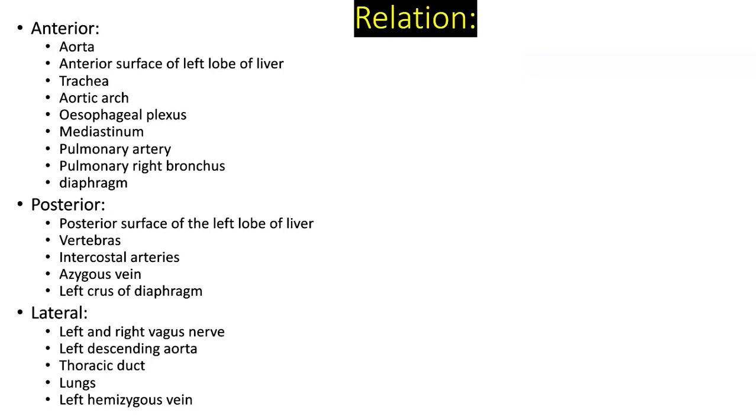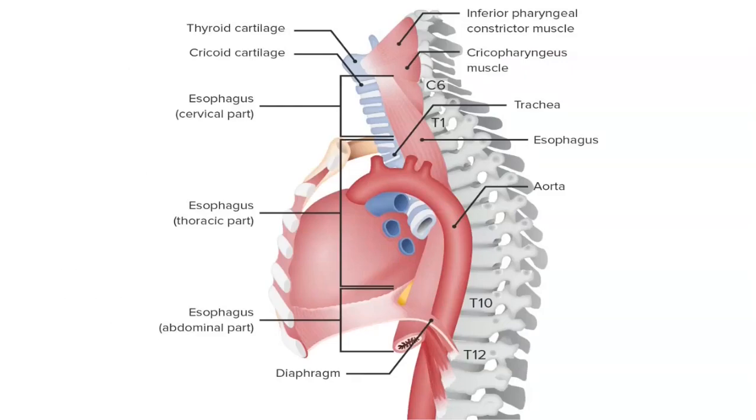Now the relations of the esophagus. Anteriorly, the esophagus relates to the aorta, the left lobe of the liver, trachea, aortic arch, esophageal plexus, mediastinum, pulmonary artery, right pulmonary bronchus, and diaphragm. The posterior relations of the esophagus are the posterior surface of the left lobe of the liver, vertebrae, intercostal arteries, esophageal vein, and the left crus of the diaphragm, while laterally it relates to the left and right vagus nerves, the left descending aorta, thoracic duct, lungs, and left hemiazygos vein.